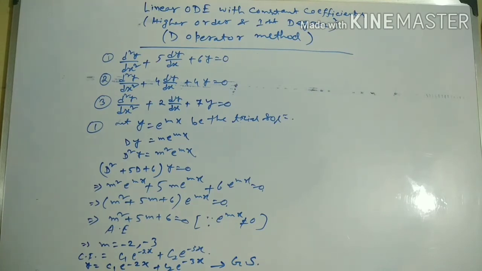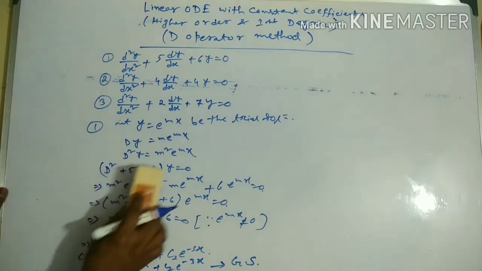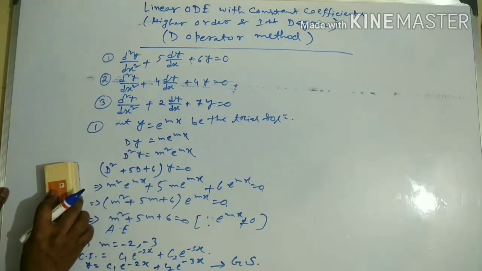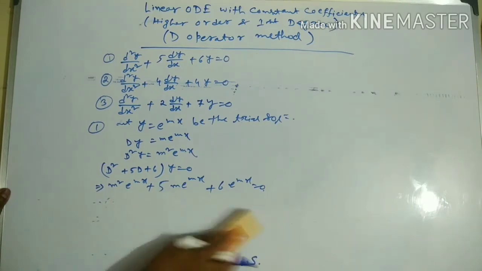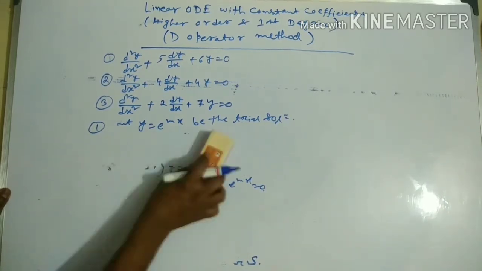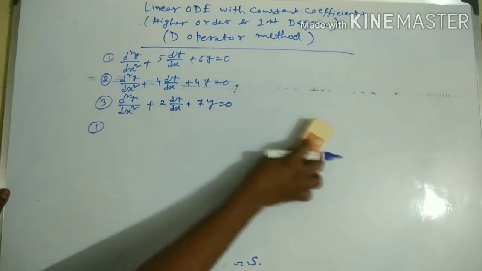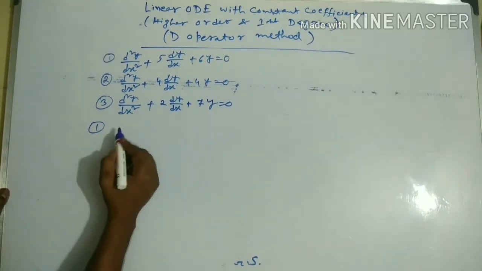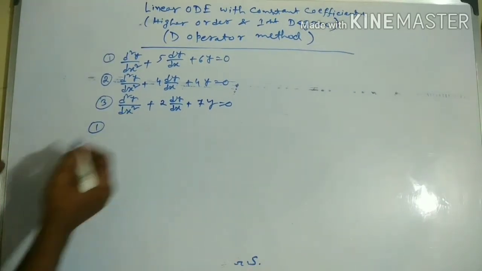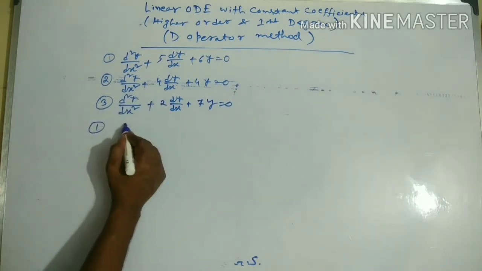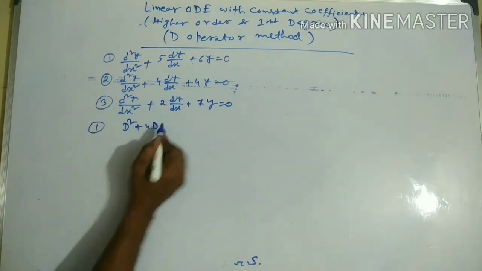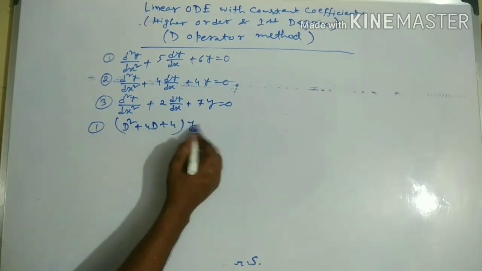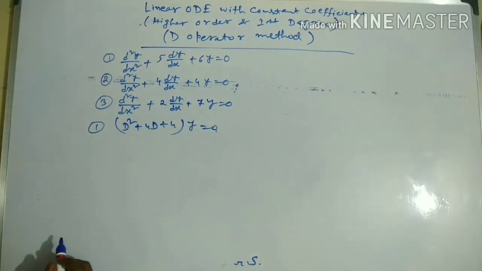Okay, now I'll solve the second sum. Now see, in the second sum, if we write it using capital D, it will be D square plus 4D plus 4 operating on y equal to 0. Now we will follow the same procedure, so I am not doing the details.